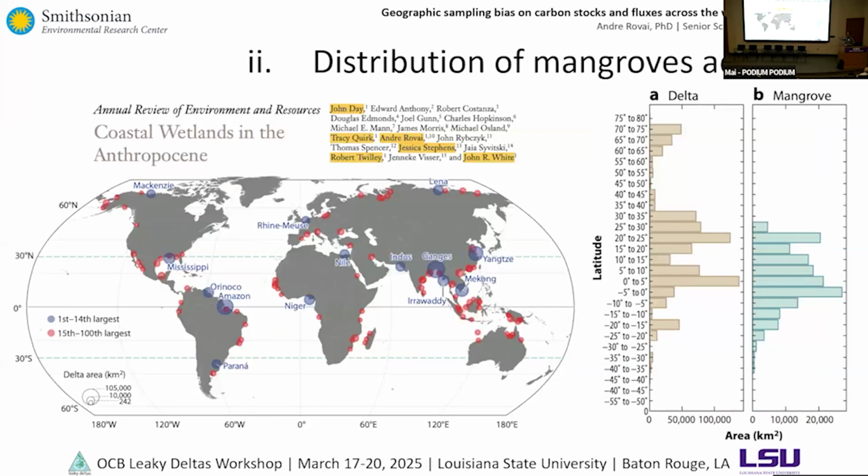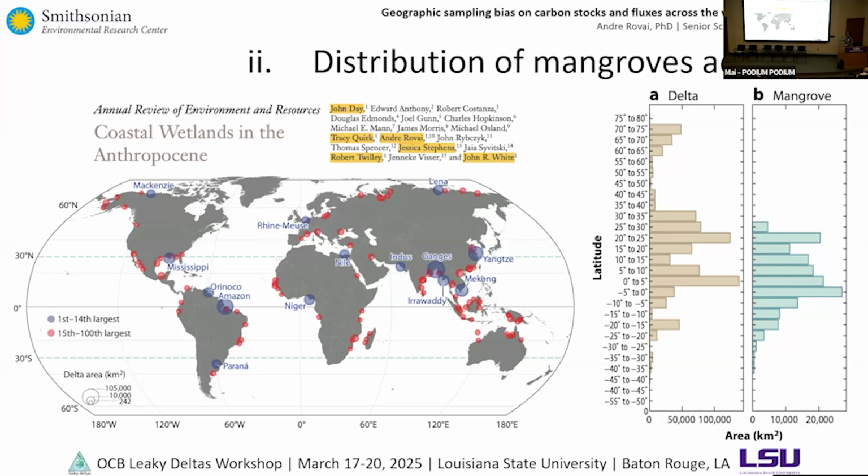This is a paper led by John Day here at LSU, and quite a bit highlighted right here are the authors from LSU as well. This is Coastal Wetlands in the Anthropocene. It just got published, I think, early this year, December last year. And you have the location of the global deltas.